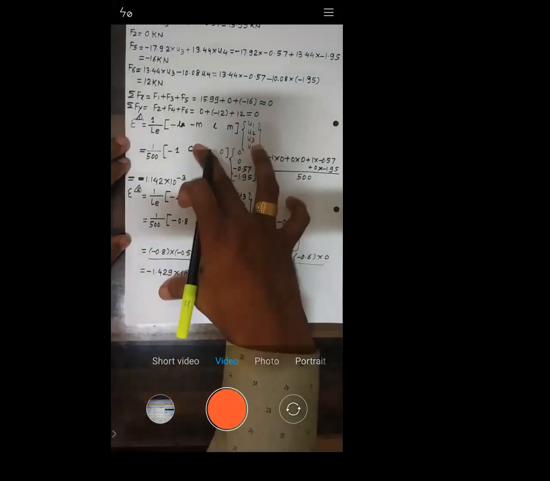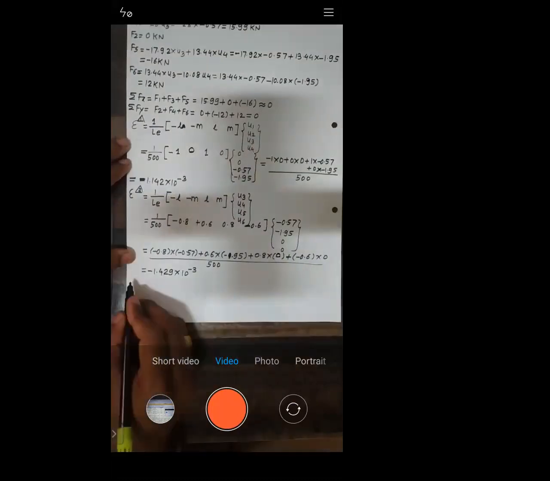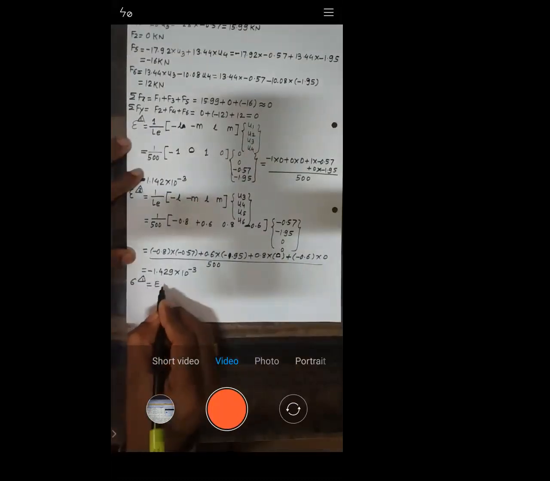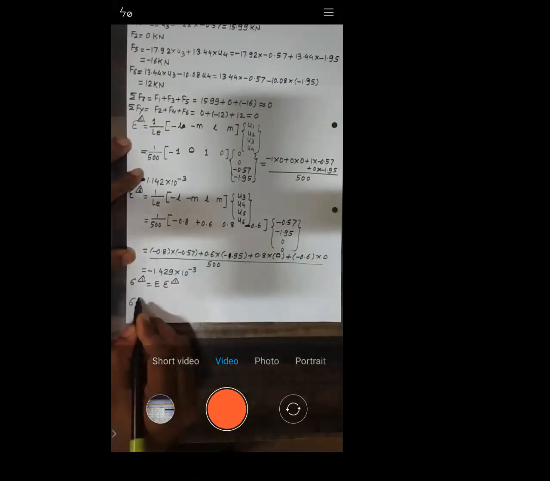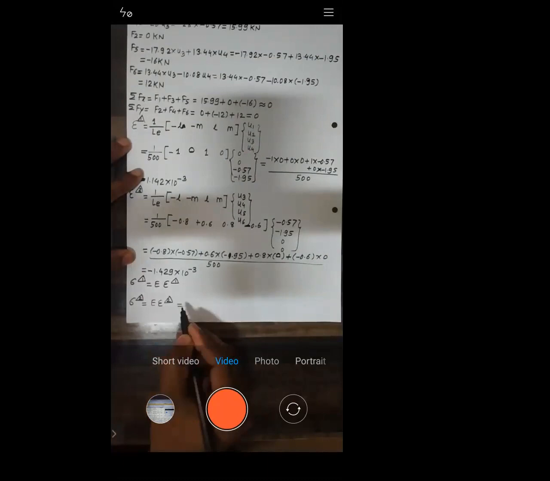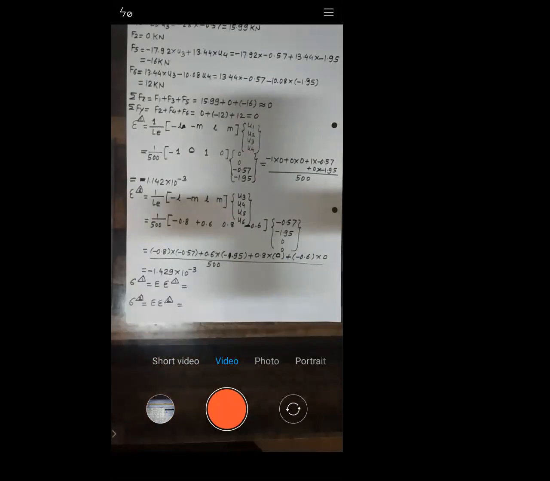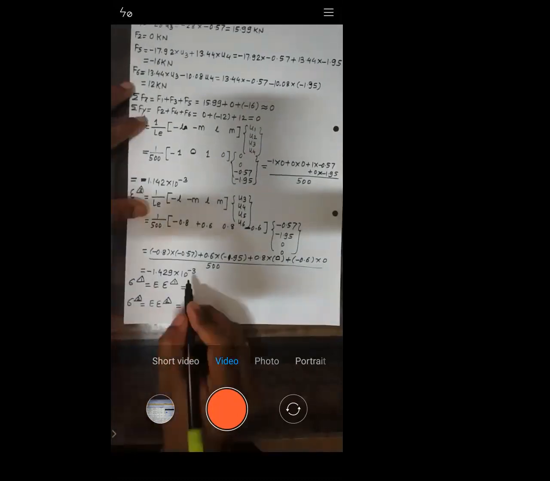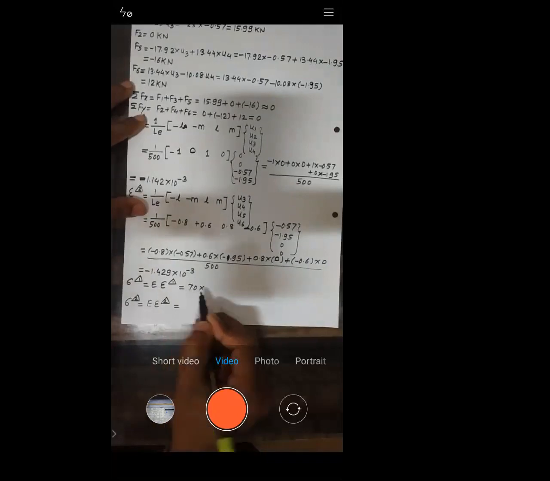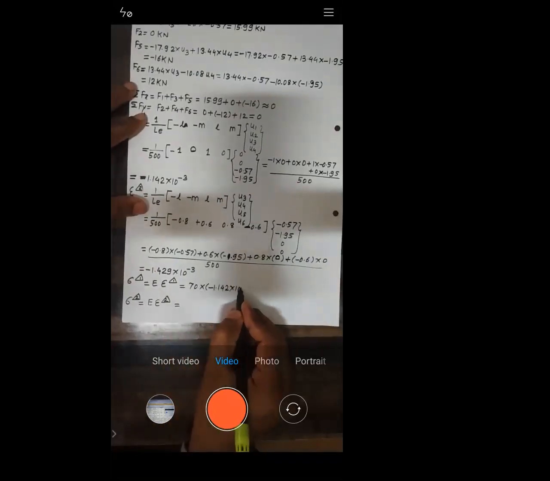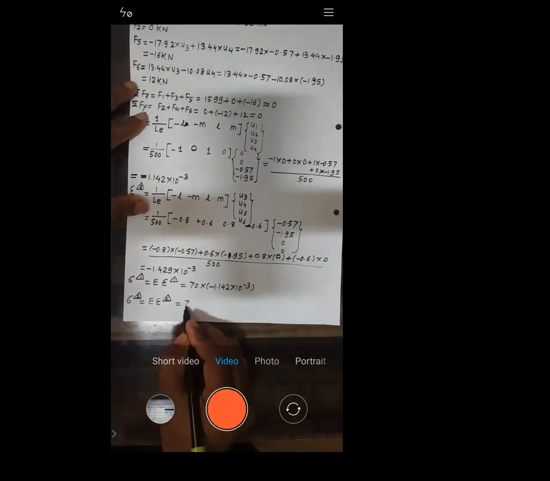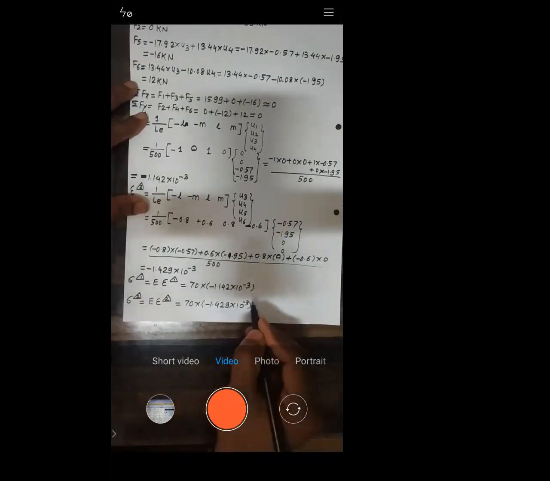Can you calculate stress? Stress in element number 1. It is simple. It is given by E into strain. Similarly, we can do it for stress in element number 2. It is given by E into strain in element number 2. So can you do that? So just multiply this value by modulus of elasticity. And the modulus of elasticity is given as 70, right? So 70 into minus 1.142 into 10 raised to power minus 3. Similarly, this is again 70 into minus 1.429 into 10 raised to power minus 3.